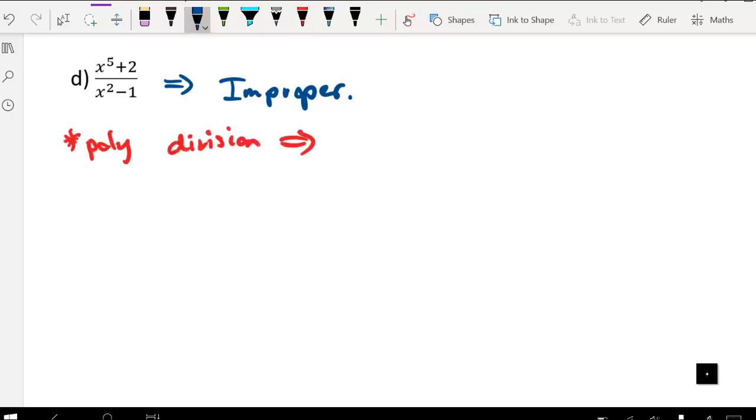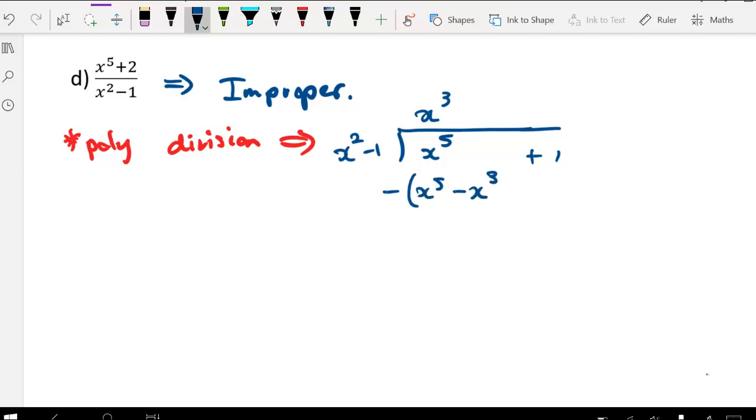So we'll need to actually look at x to the power of 5 plus 2 divided by x squared take 1. So let's go through our process. Now, what I should have done here is we'll have our plus 1, but we'll have room for other things to go in there. So x to the power of 5 divided by x squared is x cubed. What we'll be subtracting is x to the power of 5 and x cubed. So I'm going to add in here a plus 0 x cubed. And so when we perform that subtraction, take away a negative, we get x cubed.